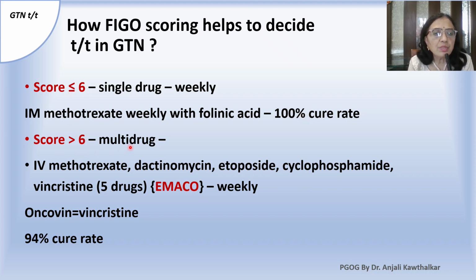Greater than 6, we have to start with multi-drug, which you can remember as EMACO regime: IV methotrexate, etoposide, actinomycin D, cyclophosphamide, and O stands for oncovin, which is vincristine. So that is how I have remembered throughout my career EMACO regime. You can also remember like that. There are 5 drugs here given intravenously, and these are also given on weekly basis whenever the score is greater than 6. It also has a high cure rate of 94%.